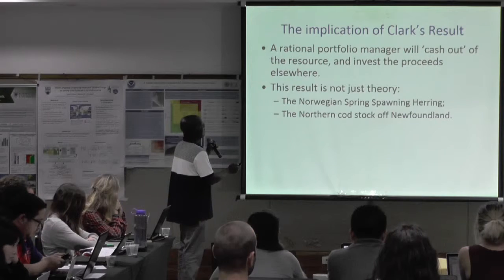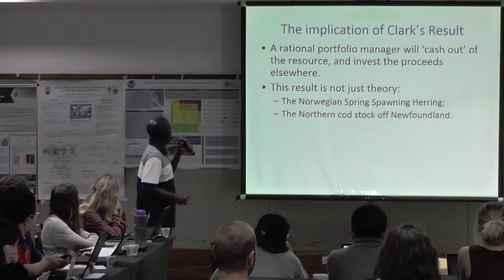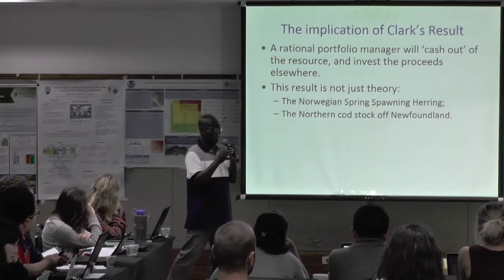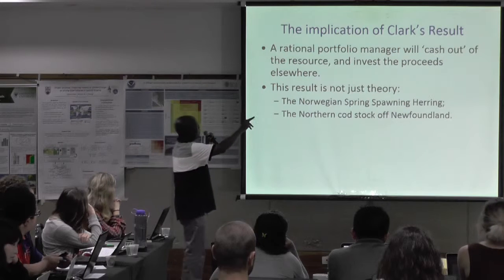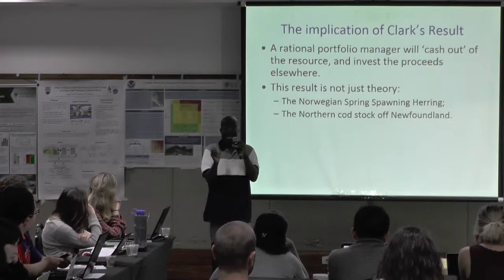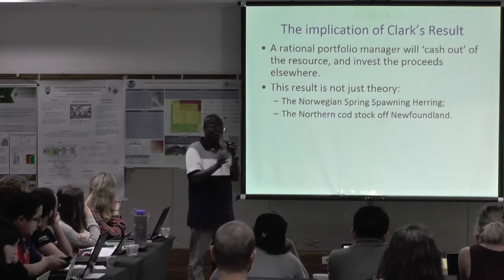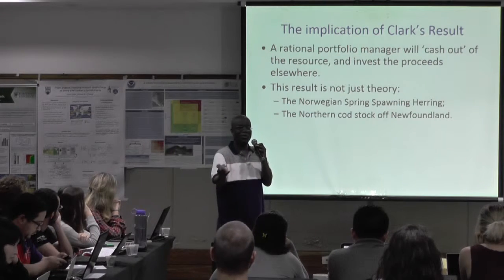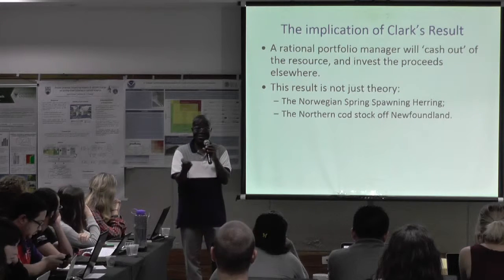Now, before I get to the indicator, the implication of Clark's results that I showed you is that a rational portfolio manager, a rational economic fisher, will actually cash out of the resource and invest the proceeds elsewhere under certain conditions, and that is if your fish is more valuable in a bank than in the ocean, take it out and put it in the bank. Is that crazy? That's crazy, but this is Russia.